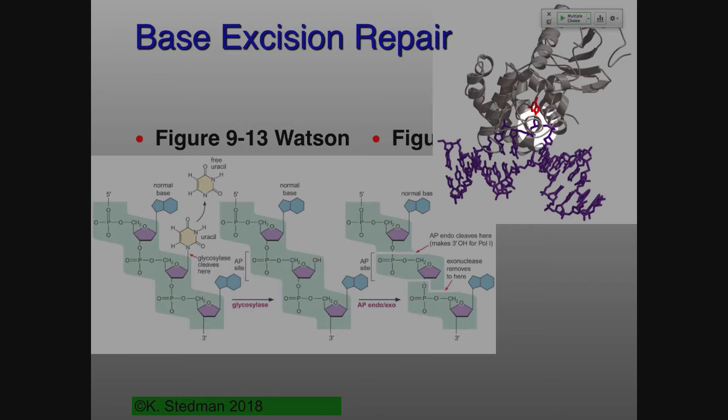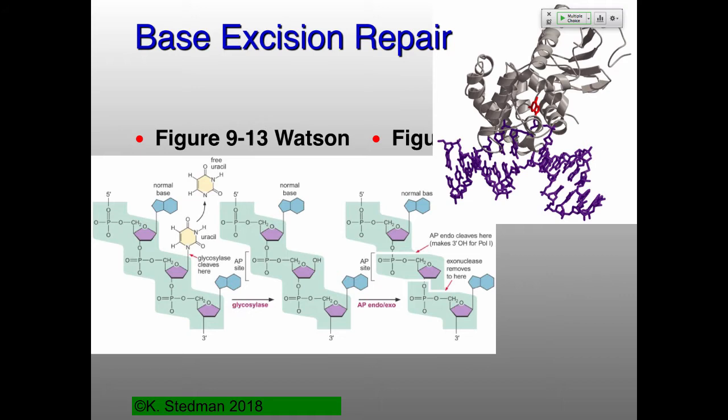In the case of the uracil DNA glycosylase, this is just cartooned down here. The uracil and the DNA, the glycosylase will cleave the glycosidic bond from the 1' position of the ribose to the base. Now you have an AP site. AP endonuclease will cut right here. There's an exonuclease, or the phosphodiesterase, that will remove the 1' ribose and phosphate. And then you've got a 3'OH that the polymerase can extend and fill this back in. So that's the process for base excision repair.